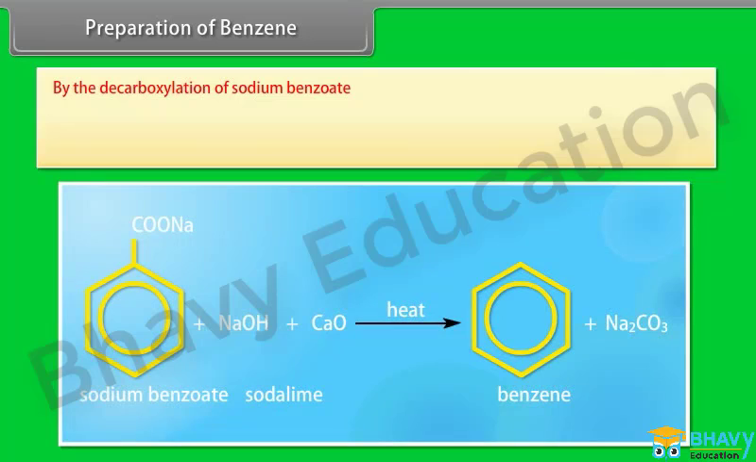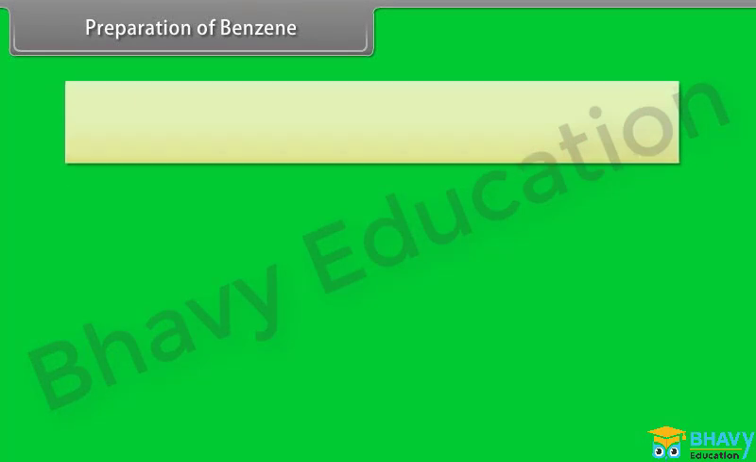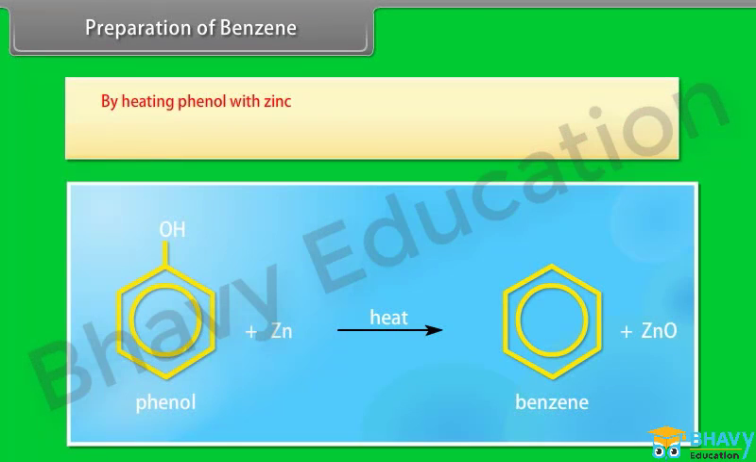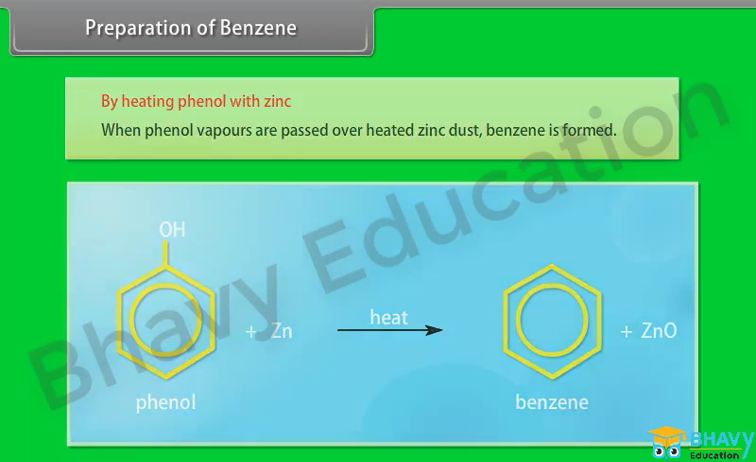Preparation of benzene by the decarboxylation of sodium benzoate. This method is used in the laboratory to obtain benzene. Sodium benzoate is heated with soda lime, and when it gets decarboxylated, that is, removal of carbon dioxide, benzene is obtained. By heating phenol with zinc. When phenol vapors are passed over heated zinc dust, benzene is formed.